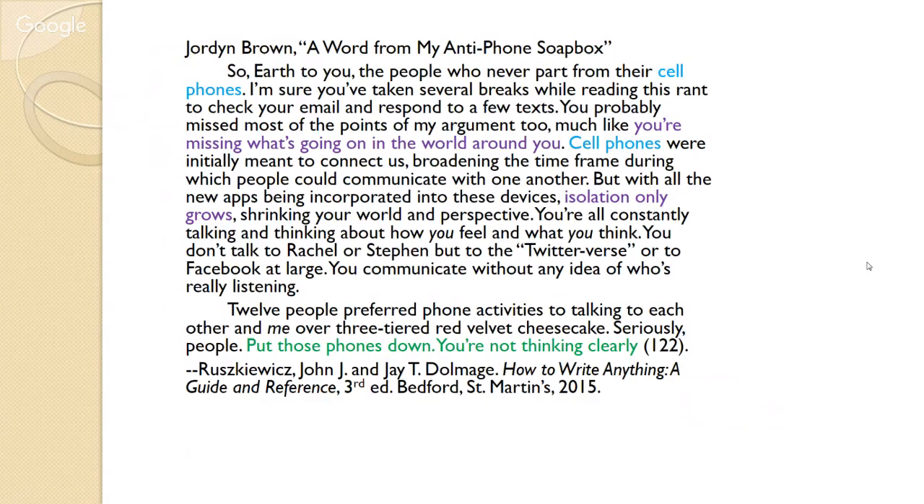For an example, I've taken this conclusion from the textbook, which I've been referencing all semester, How to Write Anything. This is a student essay from Jordan Brown called "A Word from My Antiphone Soapbox." This is just the conclusion. But by reading the conclusion, we can figure out what this paper was all about. What was the subject? What was the topic and thesis? To make that a little bit easier, I've highlighted certain phrases here, which helps to illustrate the subject of the topic.